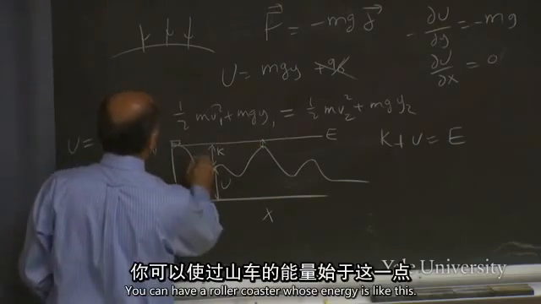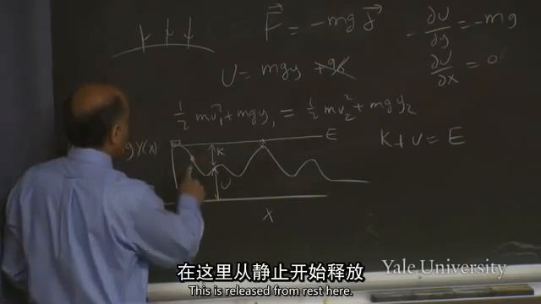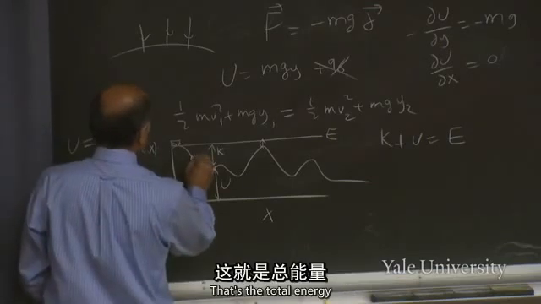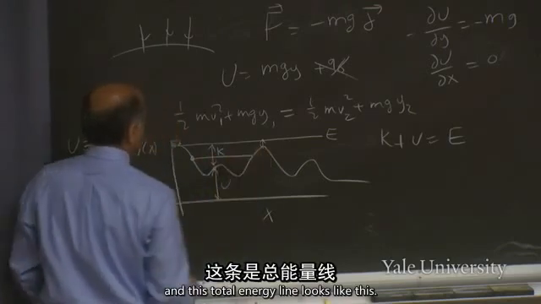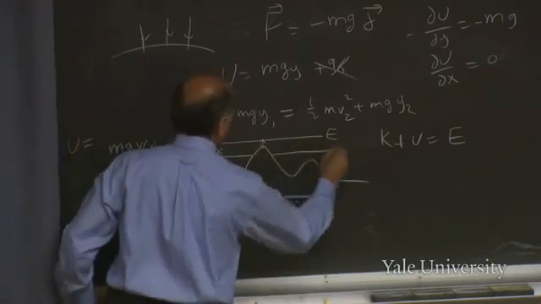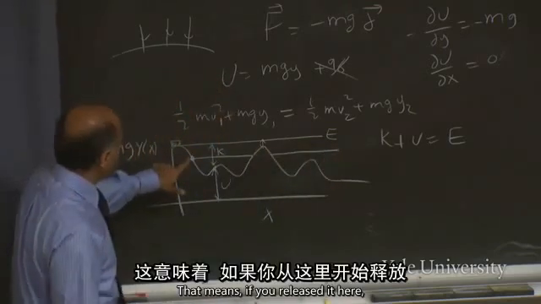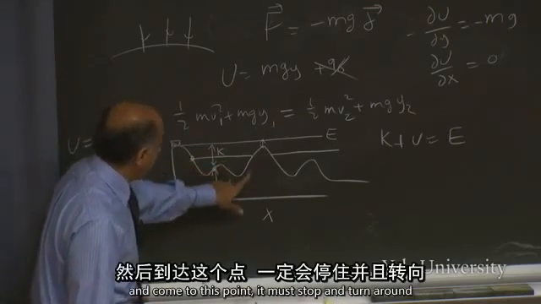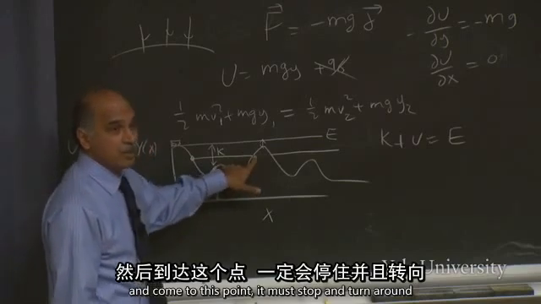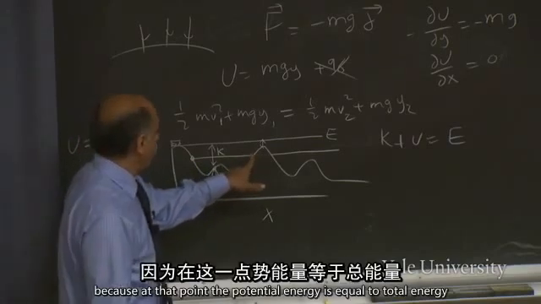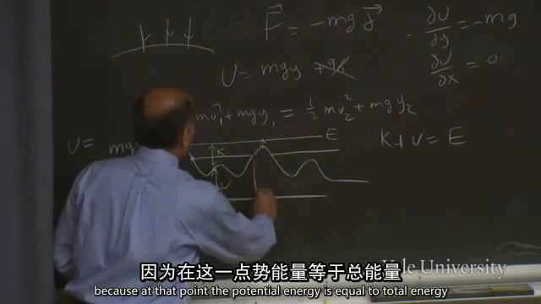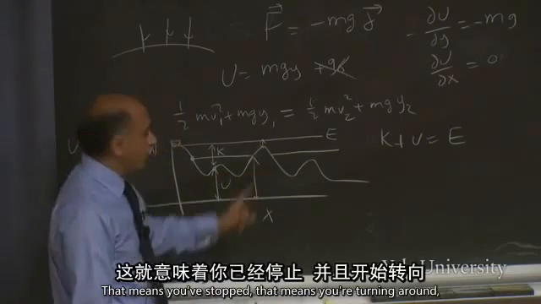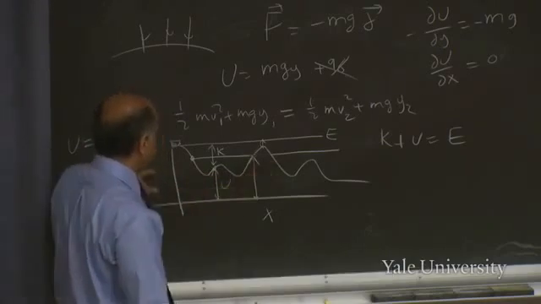You can have a roller coaster whose energy is like this. It's released from rest here. If it's released from rest here, that's the total energy, and its total energy line looks like this. That means if you released it here, it'll come down, pick up speed, slow down, pick up speed again, and come to this point, it must stop and turn around. Because at that point, the potential energy is equal to total energy and there's no kinetic energy. That means you stopped, that means you're turning around, it'll rattle back and forth.